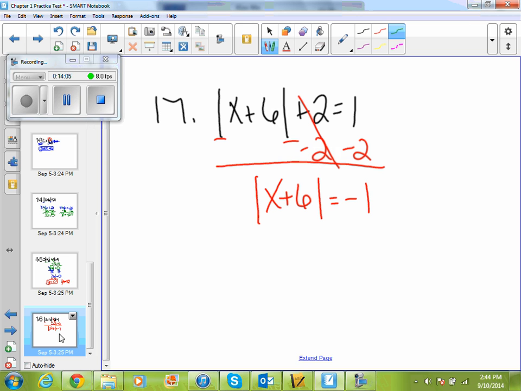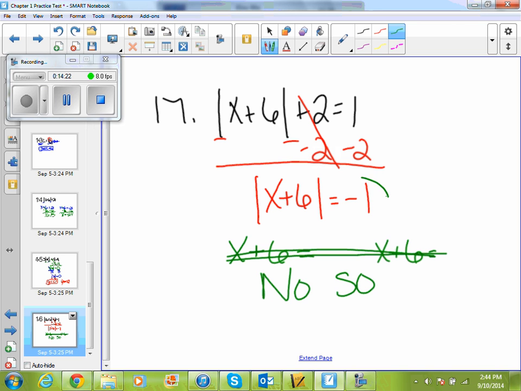Okay, so if I were to break up my two solutions, what would I get? Exactly, we can't have an absolute value that's negative, so we don't worry about breaking it into our two solutions. We just know that once we see this negative 1, it is no solutions, and we are done with that problem.